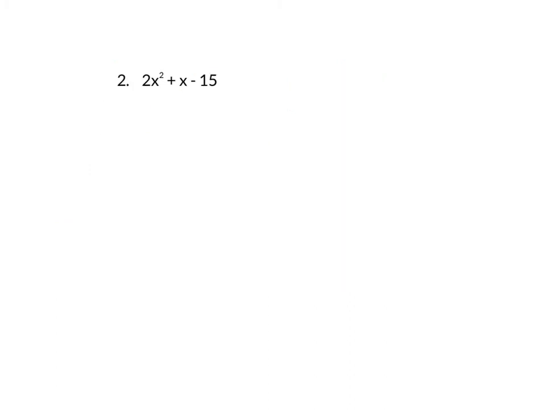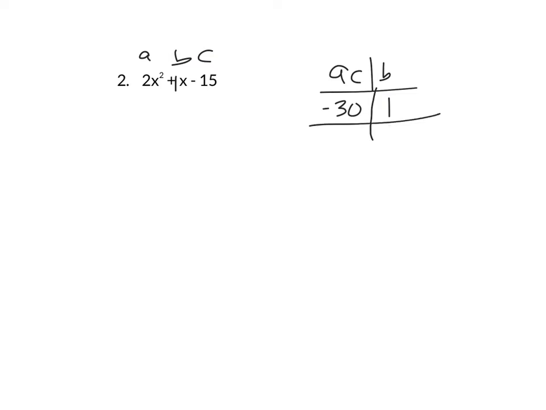Here's another problem. We're going to start off with our A, C, B table. Again, reminder, the A times C, that's 2 times negative 15, which is negative 30. Again, label if you need to, and B is the number in front, so it's a 1. We need factors of negative 30 that add up to 1. If you need to, you can start at 1. Negative 1 times 30. Well, we know that's 29 when we add, so it can't be that.